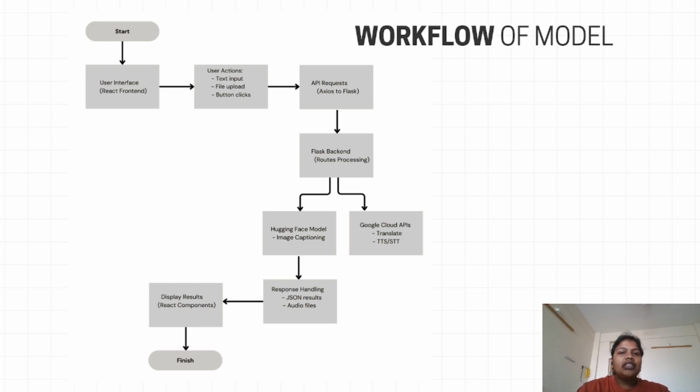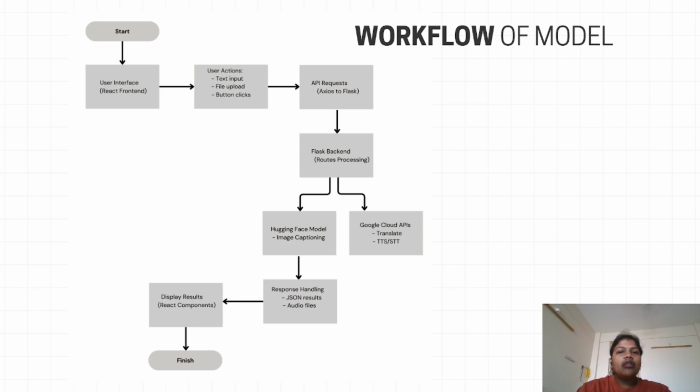Next is user translation. A user enters text for translation, or adds audio in MP3 format or images in JPG or PNG format. Next, clicking on the button triggers actions like translate or generate captions. Next is the API request. The front end sends requests to the backend, for example sending hello to be translated in French. The Flask backend receives requests and decides where to send them.